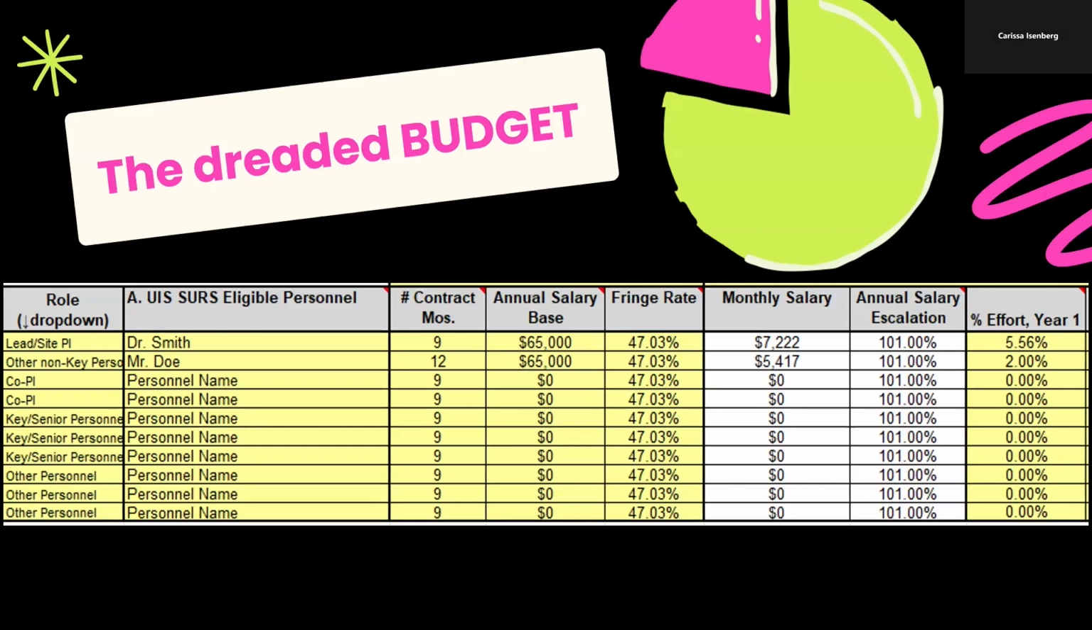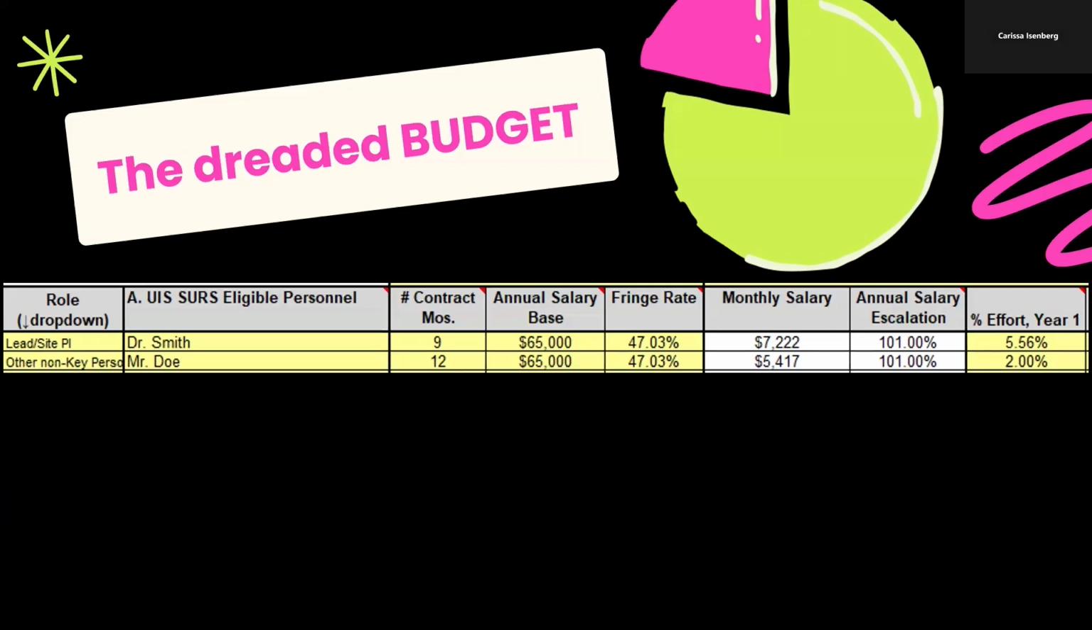The dreaded budget. There are a lot of cells. It looks very intimidating, but you only have to fill out the yellow cells that are relevant to your budget. If you do not have 10 personnel, you can hide those cells. Please don't delete them because there are equations set up with things. Removing cells messes with equations. So just hide them so you don't have to look at them. And it might look a little less scary.